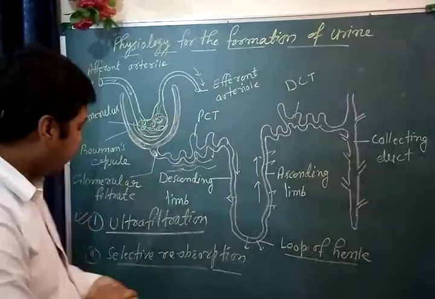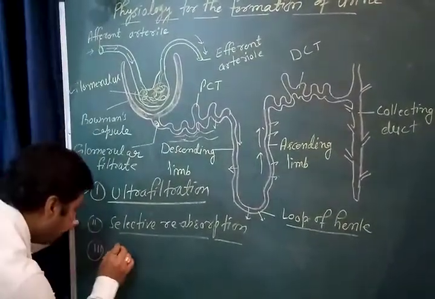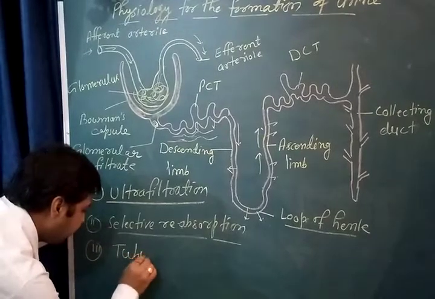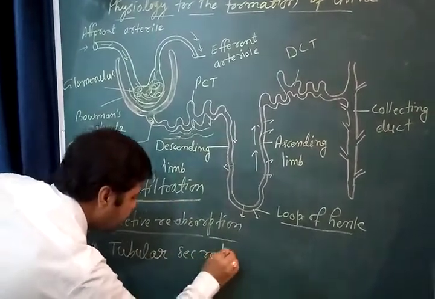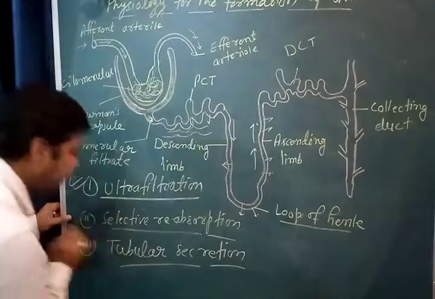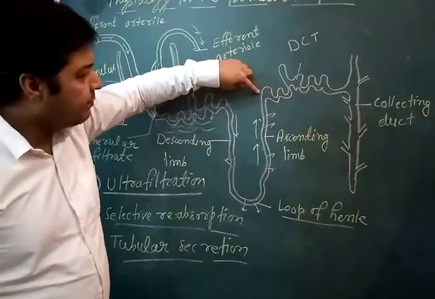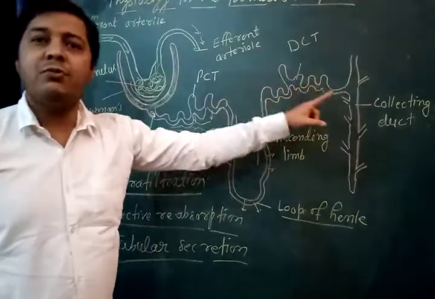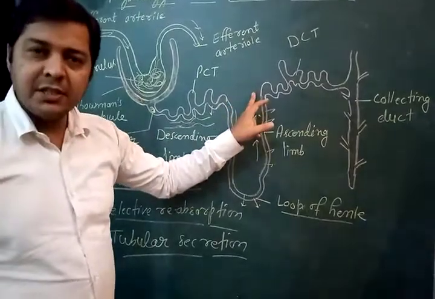Now after the third step starts, what is it? Tubular secretion. Now what happens in tubular secretion? That starts in the DCT, distal convoluted tubule. Tubular secretion starts from the DCT, distal convoluted tubule.